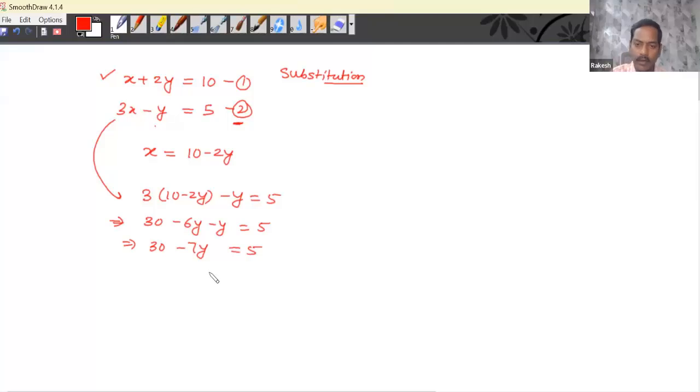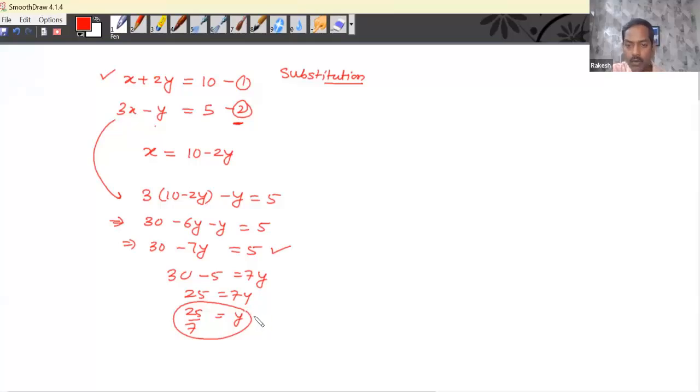Now we need to find the value of y. Here we can see that this equation is now reduced to a single variable, right? Because x has already been substituted in terms of y. So 7y, if I take it to the RHS and this 5 to the LHS, it will be 25 is equal to 7y, or dividing both sides by 7, I'll get the value of y, which will be equal to 25 by 7.